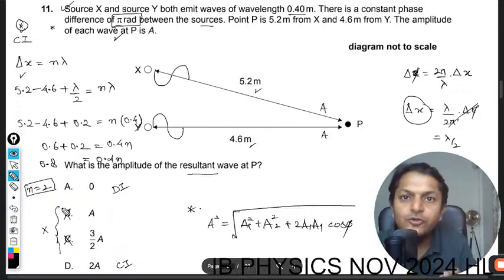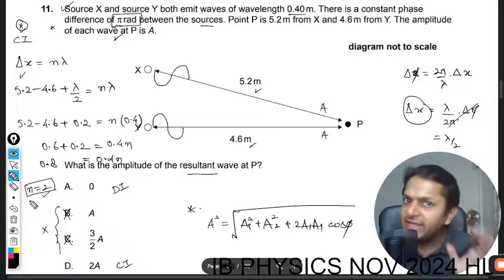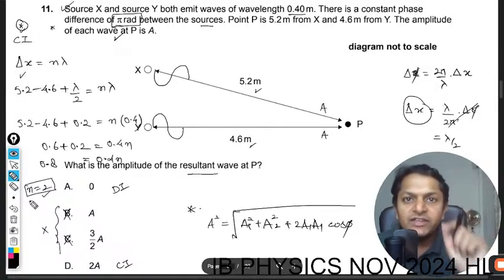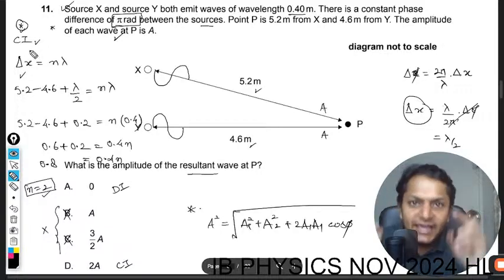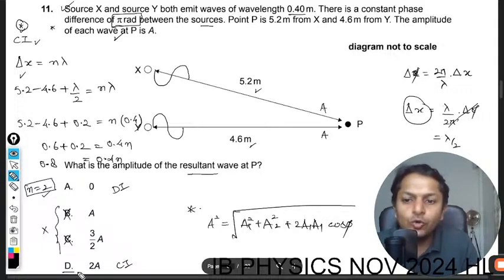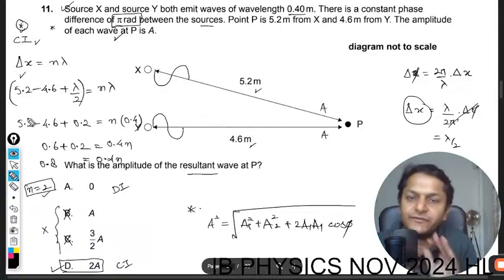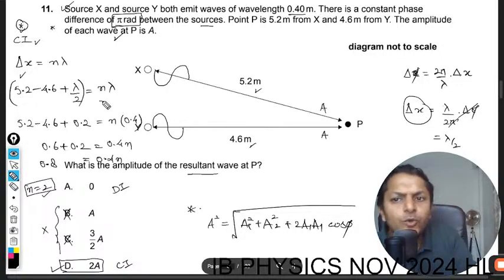So the n value is 2, which is an integer. It could be any integer, 1, 2, 3, 4, doesn't matter, but it should be an integer. If it is an integer, constructive interference is taking place, and so the answer will be 2a. First of all, I found the total path difference between the two waves, and I equated it with n lambda, simple, and I found it to be 2a.